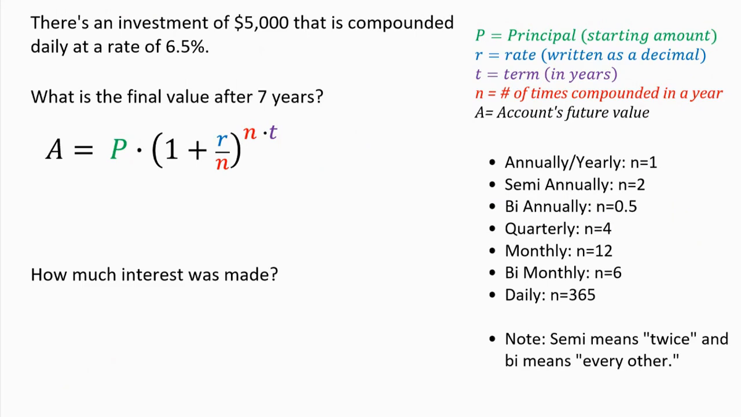For this question, we have an investment of $5,000 that is compounded daily at a rate of 6.5%. So that means once we put 5,000 into some sort of account, after every day of the year, so 365 times, the interest is calculated and then added back into the bank account. And then eventually, after 7 years, you're going to have your final amount.